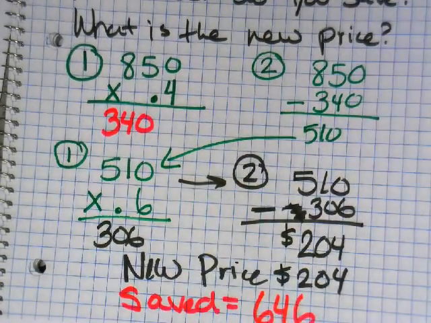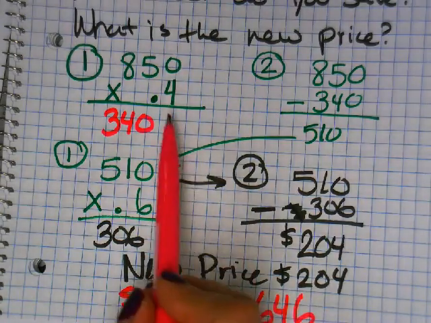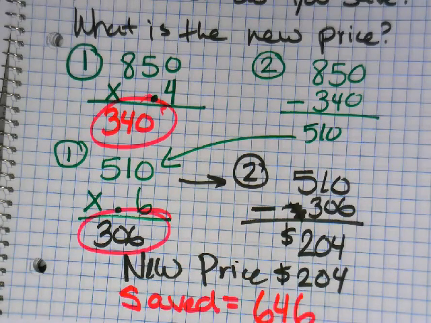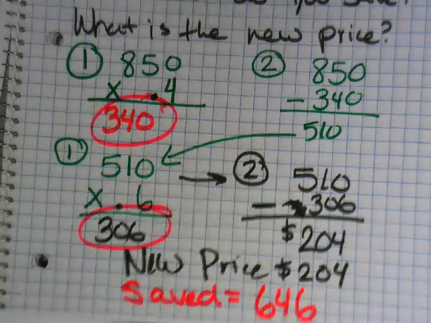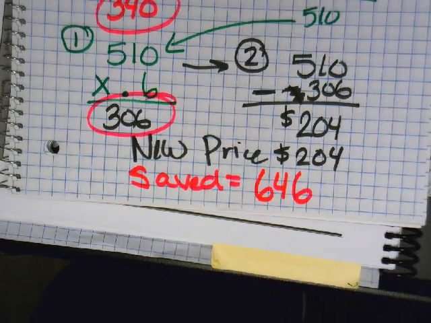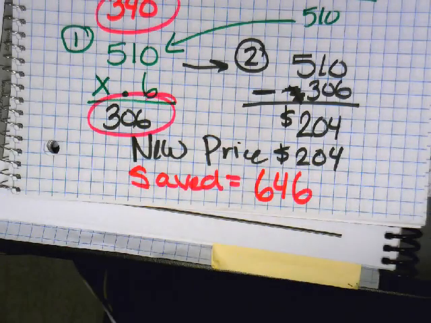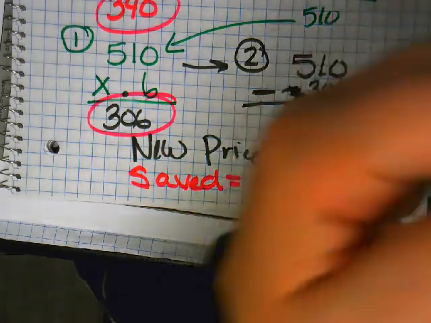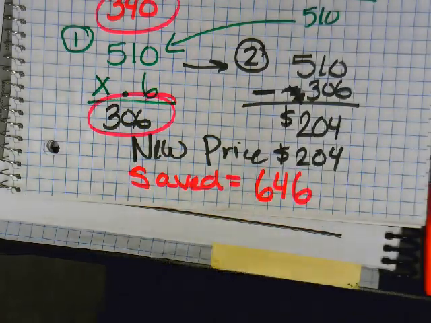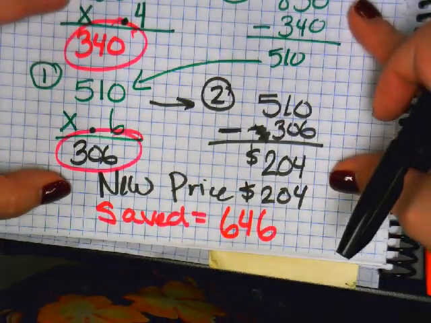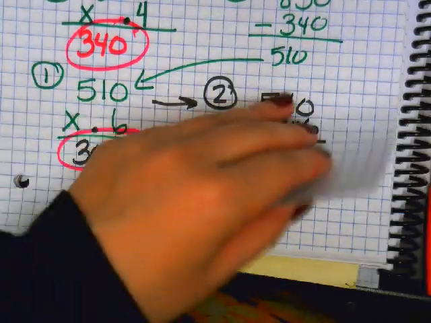646. How did I get that number? You add your step ones. That's going to give you how much you saved in total. In total, I saved $646. I saved a lot. Well, it was 40 and 60%. Those are big percents. Okay? So, it is a lot. It's double the work. But you're using a calculator, so it's not terrible.